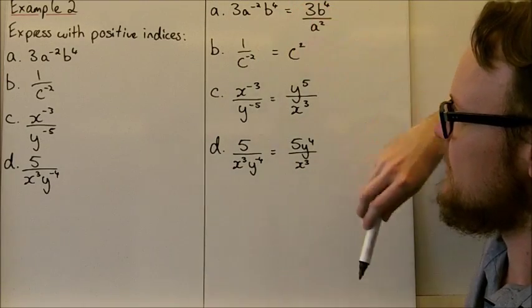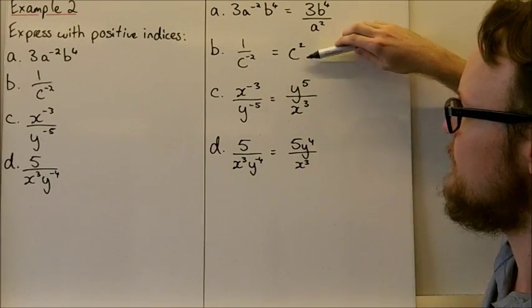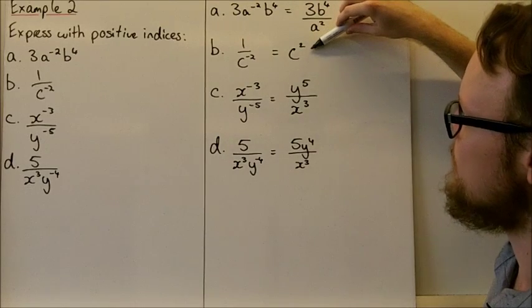1 divided by c to the power of negative 2 is exactly the same as c squared, c to the power of 2. So we've converted that to a positive index here.